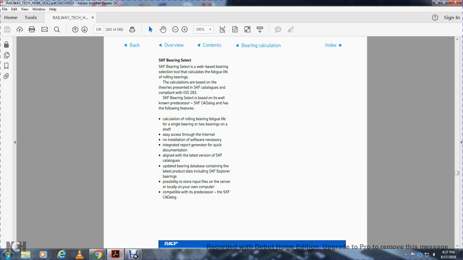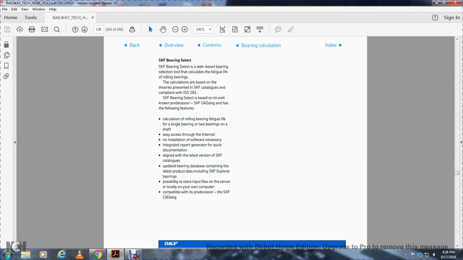SKF Bearing Select is a web-based bearing selection tool for calculating the fatigue life of rolling bearings, based on current theory and compliant with ISO 281. It is based on the SKF catalog and has the following features.